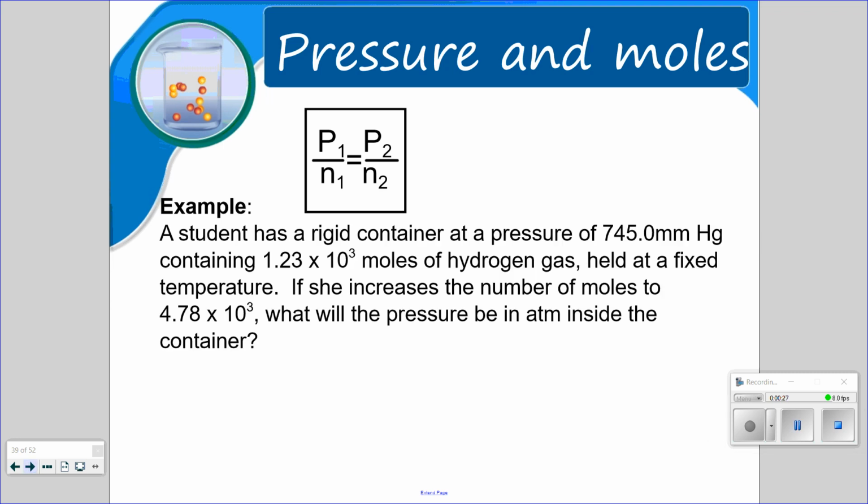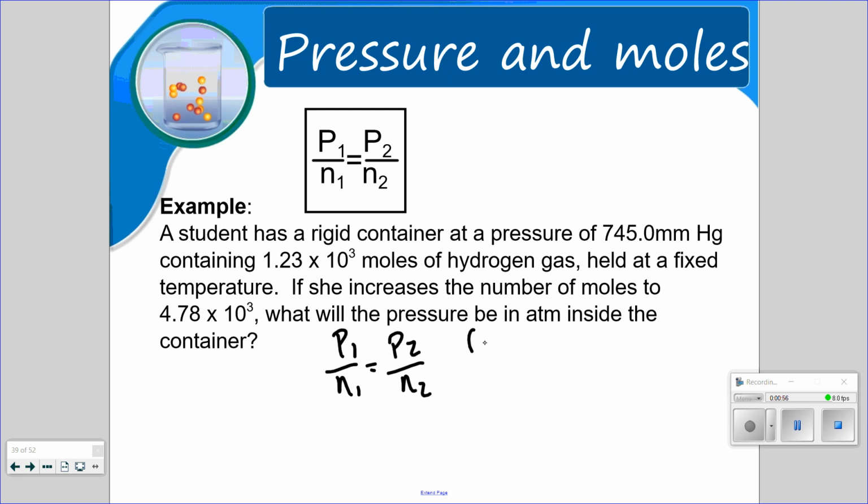So let's go ahead and use this equation in an example. A student has a rigid container at a pressure of 745 millimeters of mercury, containing 1.23 times 10 to the third moles of hydrogen gas. It's held at a fixed temperature. If she increased the number of moles to 4.78 times 10 to the third, what will the pressure be in atmospheres inside that container? So I've got my equation, P1 over N1 equals P2 over N2.